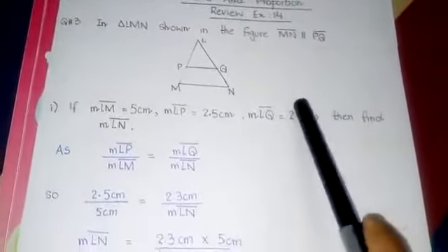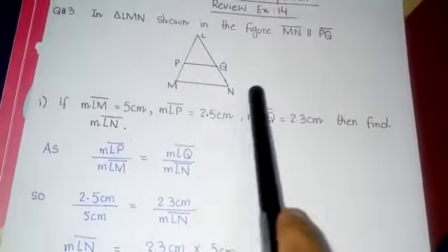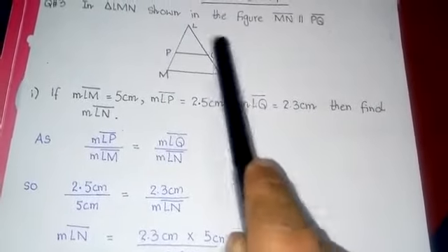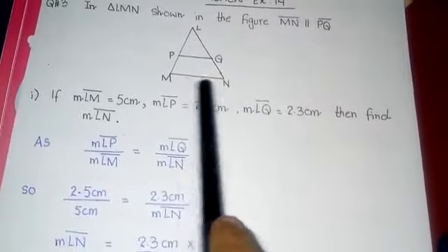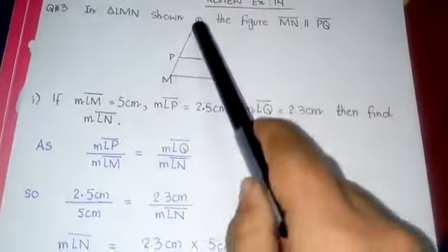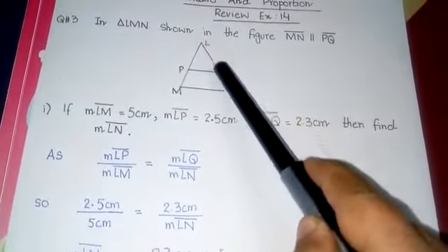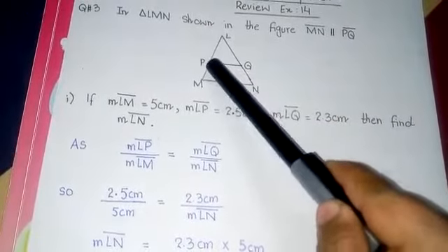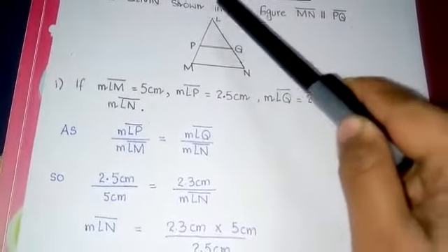Let's see the solution. I have written the question. These are the measurements already given. Clear? So MN is parallel to PQ, and we have to remember key point number 1. This line segment is parallel to MN, the third side of the triangle, and it is dividing these two sides. So the ratio of this side will be equal to the ratio of this side. Here I have written LP over LM is equal to LQ over LN.